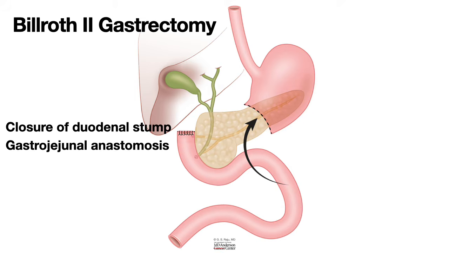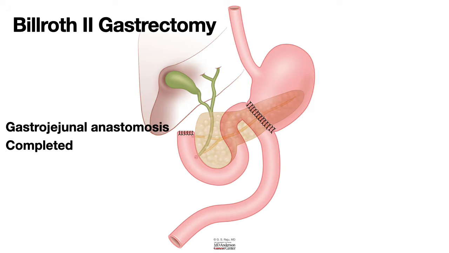You take a loop of jejunum and anastomose to the stomach, creating gastrojejunal anastomosis. In Billroth II gastrectomy, there is gastrectomy followed by closure of the duodenal stump and a gastrojejunal anastomosis.